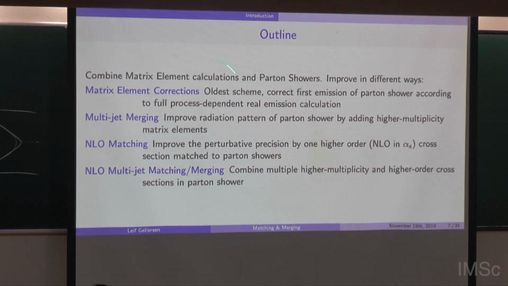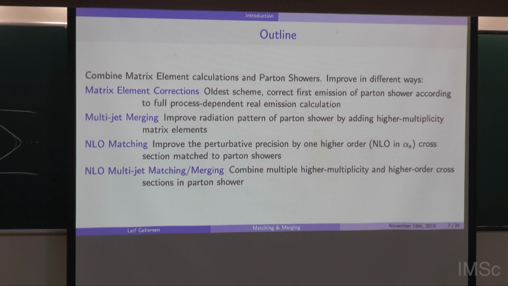So this is an outline of what I'm talking about. There are different ways in which these combinations can happen. One of the goals of this lecture is for you to understand the difference between matching and merging. The first scheme, the oldest thing that has been done, is matrix element corrections. The idea behind that is to correct the emission pattern of the Parton shower, process dependent, for the very first emission. So if you're interested in E plus E minus going to jets, you could just implement the correct matrix element for the first emission and generate emissions according to that instead. And that would be a matrix element correction.